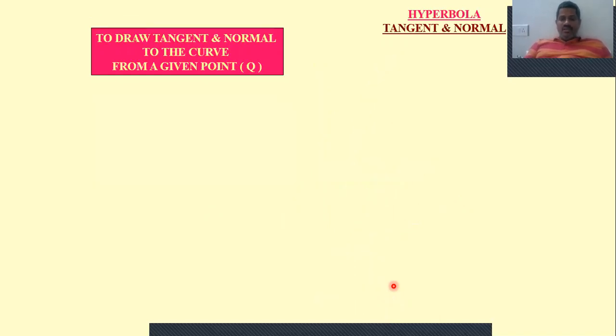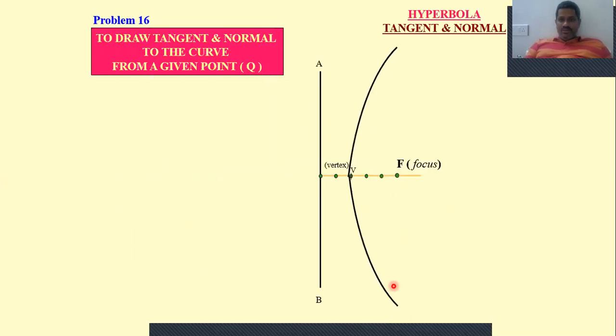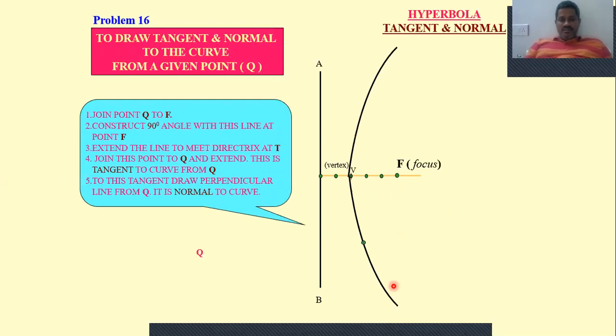This is our hyperbola, and on this curve we have a point Q. Then join Q and F. Draw a line perpendicular to FQ up to the directrix, and from the intersection point of this perpendicular line at AB, draw a line passing through Q. That will become your tangent, and a perpendicular to this tangent will become your normal. Now let me go back again.